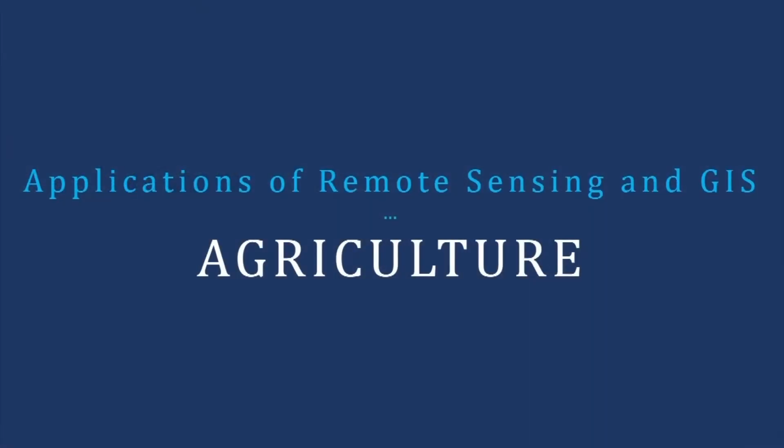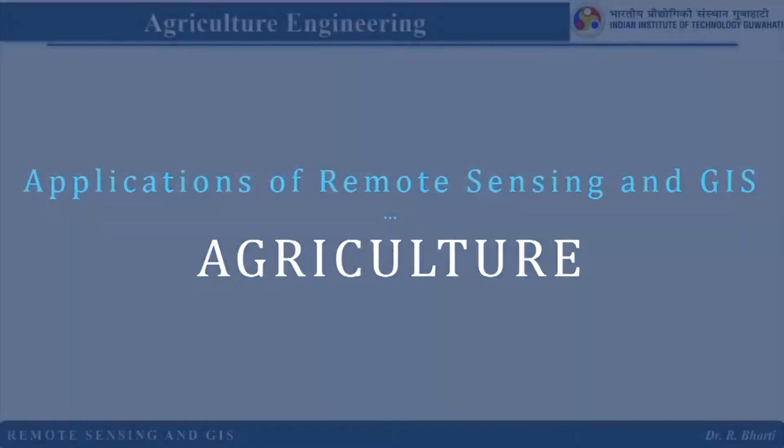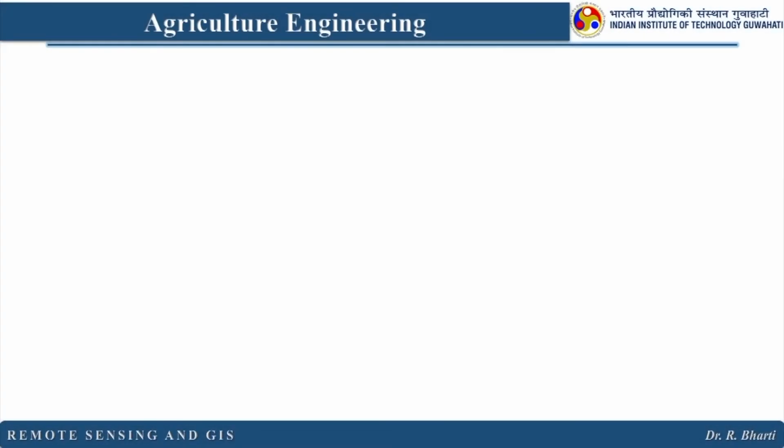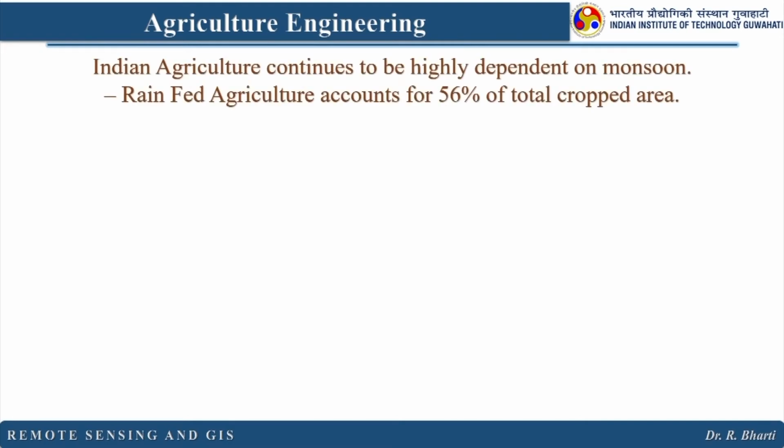Now let's see the different potential applications of remote sensing and GIS in agriculture engineering. First, let us start with why agriculture engineering is so important. Indian agriculture continues to be highly dependent on monsoon, and rain-fed agriculture accounts for 56% of the total cropped area. So here you can see how important it is to monitor your rain, right? And how important agriculture is to survive, right?